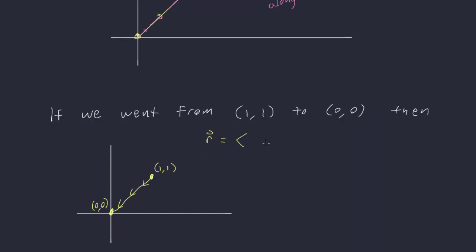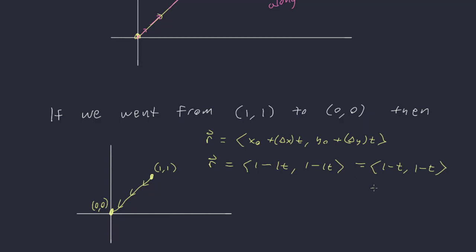vector valued function, because remember it's x naught plus delta x times t, comma y naught plus delta y times t. Well, here the x naught and y naught are now 1s. X naught is 1, and then how much does x change from 0 to 1? Negative 1. So it's 1 minus 1t, comma 1 minus 1t, or just 1 minus t, comma 1 minus t. Okay, and t going from 0 to 1. So there's our r.